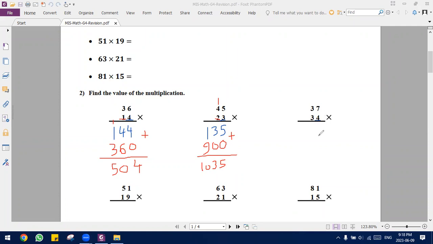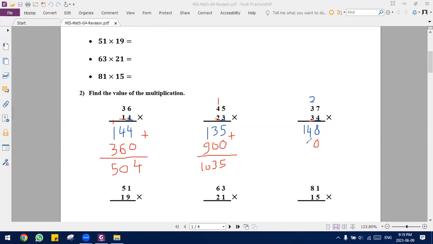Next one, 37 times 34. First, I multiply by 4. 7 by 4, 28. So we write 8, 2 carry. Then 3 times 4 is 12, plus 2, 14. Then we finished multiplying by 4. We add a 0. So now we can start multiplying by 3.